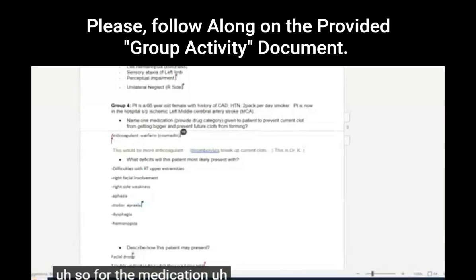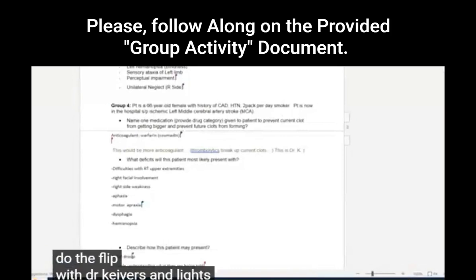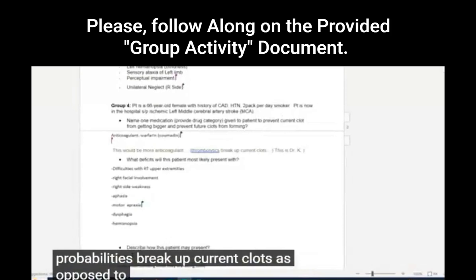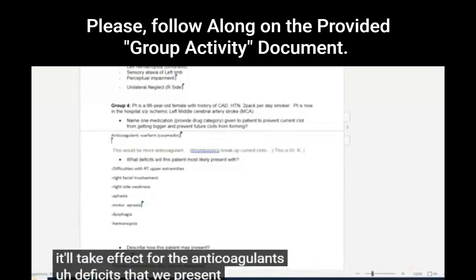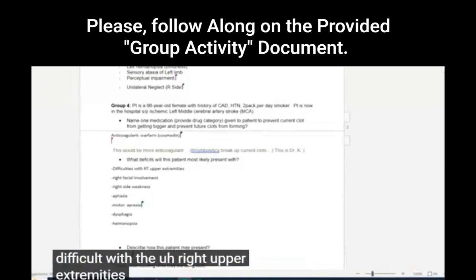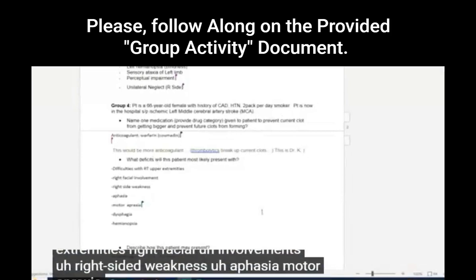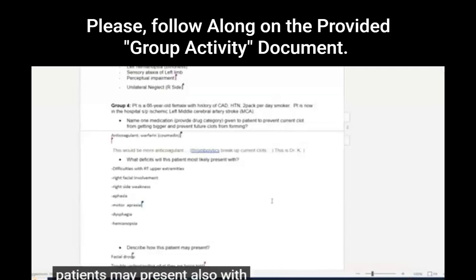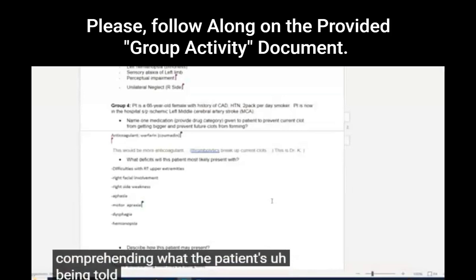So for the medication, initially we are going for a thrombolytic, so we have to do the flip with Dr. Keever's advice. So it's more of an anticoagulant because thrombolytics break up current clots as opposed to 5 to 7 days it will take effect for the anticoagulants. Deficits that be present would be difficult with the right upper extremities, right facial involvements, right-sided weakness, aphasia, motor apraxia, dysphagia, and hemianopsia. Patients may present also with facial droop and trouble understanding or comprehending what the patients are being told by the physician.